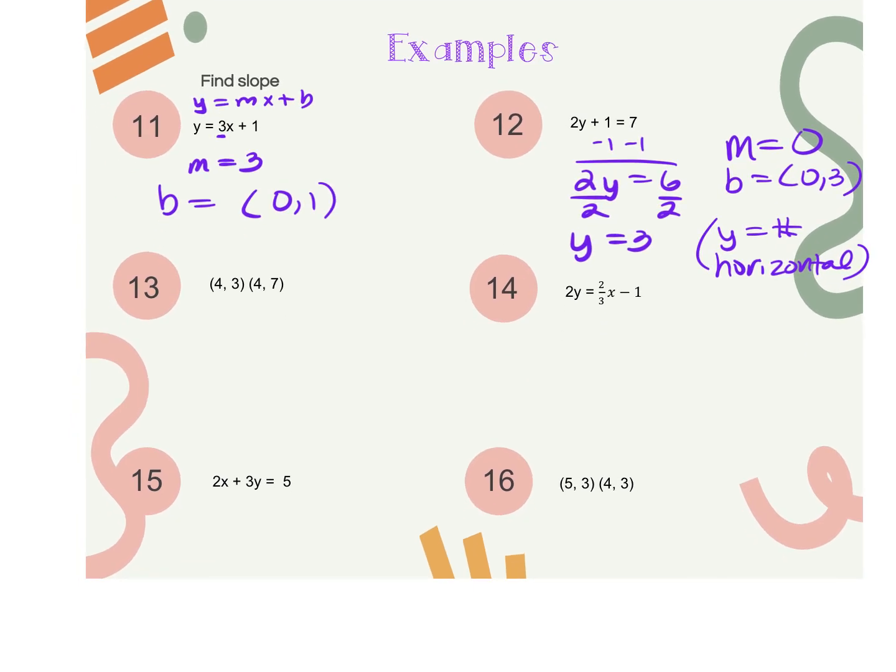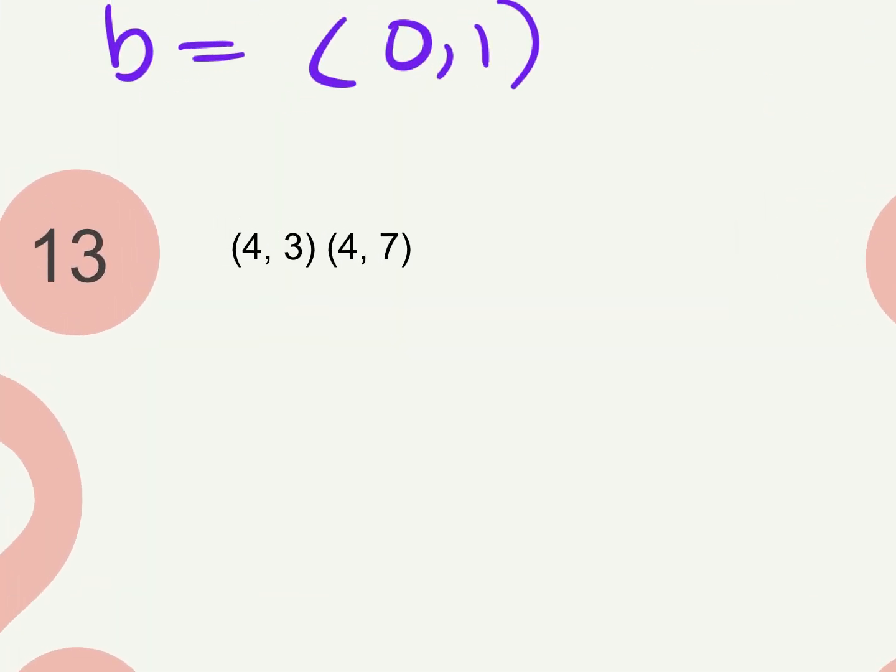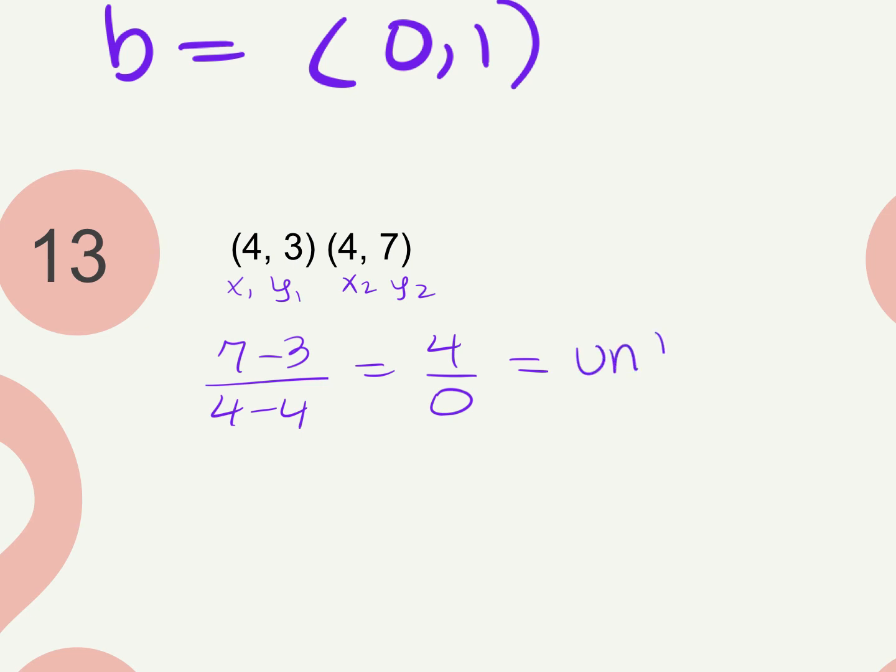Now for number 13, two ordered pairs, we got to do the slope formula. Now I could go ahead and say that this is going to be my x1, y1, x2, y2, 7 minus 3, 4 minus 4, 4 over 0. On the test, if you leave it like this, you're going to lose points. You need to tell me that this simplifies to undefined. On WebAssign, you're entering DNE. So you need to recognize that when there's a 0 in the denominator, it's undefined. Let's try the next one.